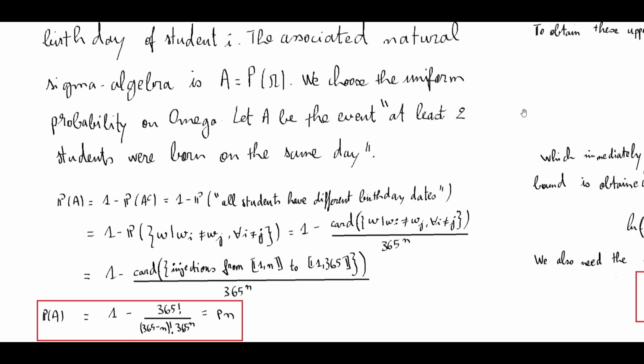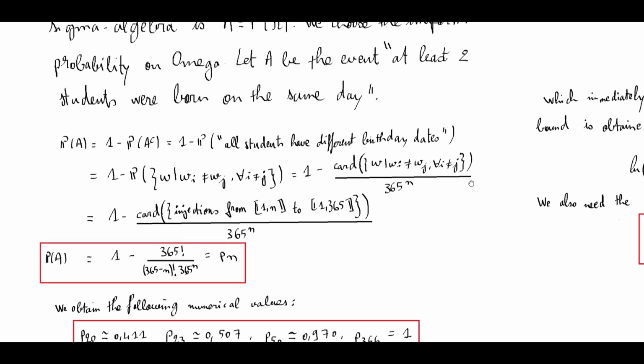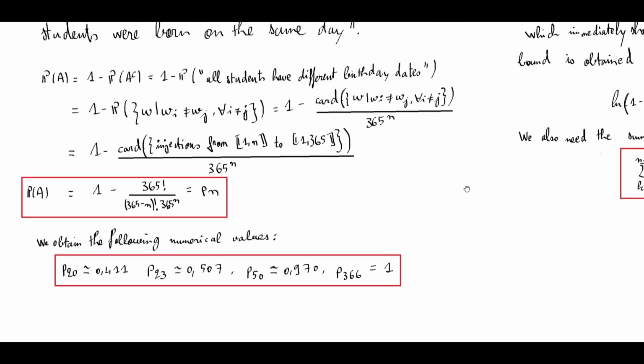which is equal to 1 minus the cardinal of this set over 365 to the power of n, equals 1 minus the number of injections from {1..n} to {1..365} over 365 to the power of n. So, to sum up, the probability of A is equal to 1 minus 365 factorial over 365 minus n factorial times 365 to the power of n, which equals Pn.